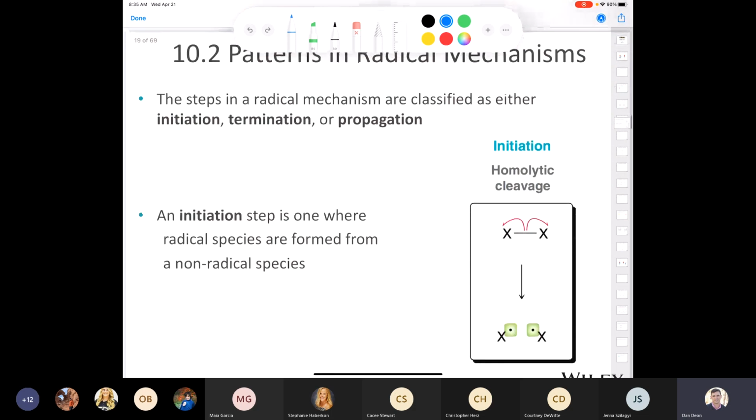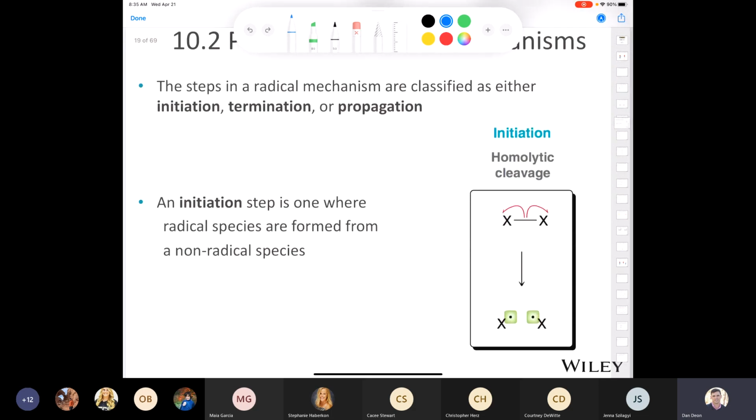Well, let's take a look at these steps even closer here. It says the steps in a radical mechanism can be classified as either initiation, propagation, or termination. So these are 3 words that you want to have on your lips when you walk into the quiz on Monday. Initiation is getting the reaction started. Propagation is propagating the reaction, and termination. So I always think about them in that order: initiation, propagation, and termination.